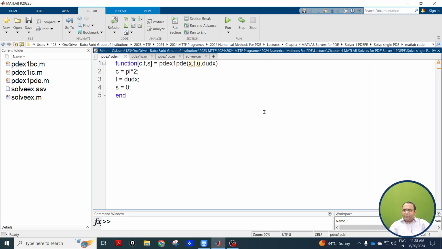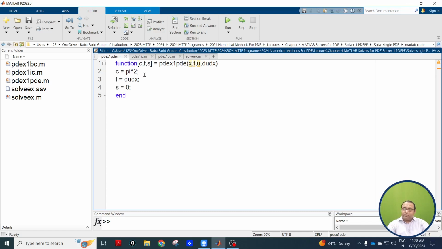This is my MATLAB window, and very first we have the PDEx1 PDE function, which is the partial differential equation as we discussed in the presentation. x, t, u, dudx. These are the input arguments.